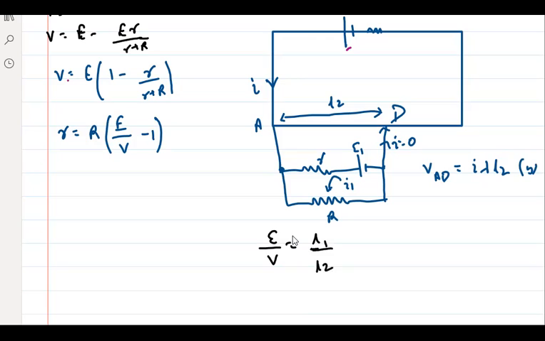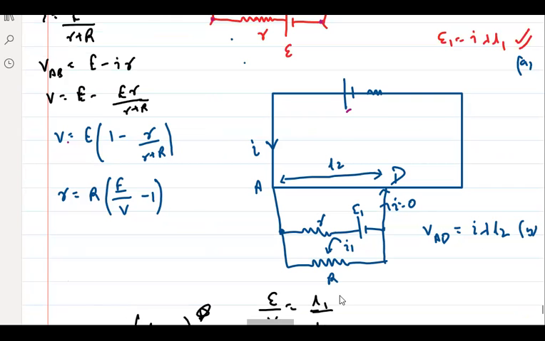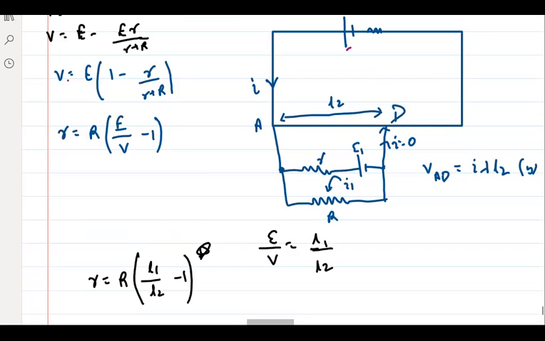Right? And put the value of this E by V into this equation. So I will get r is equal to capital R, E by V value निकल गया, L1 by L2 minus 1. ठीक है? सबको समझ में आ गया अब? Yes or no? सबको समझ में आया? So that is the use of potentiometer, right? Both the usages. I guess you understood both the usages. Don't worry, I'll send this.